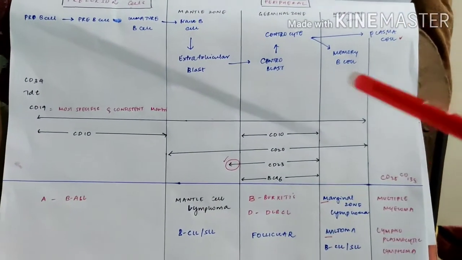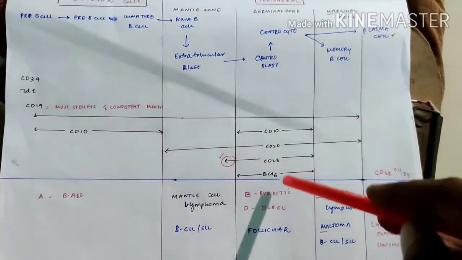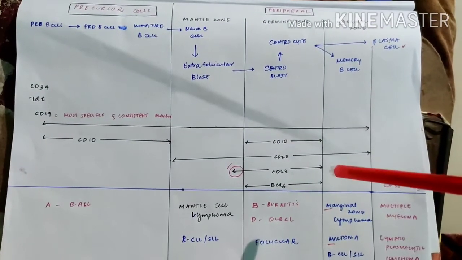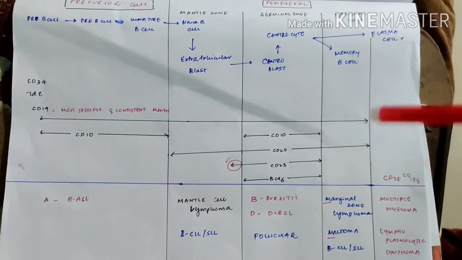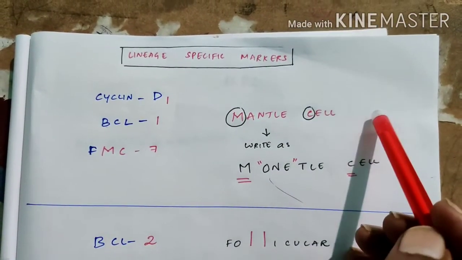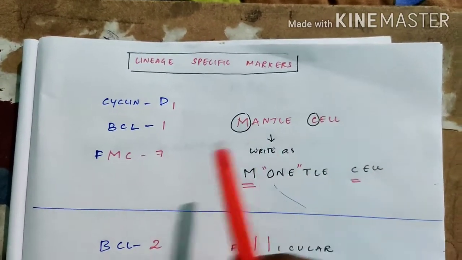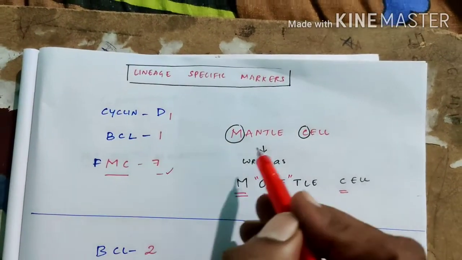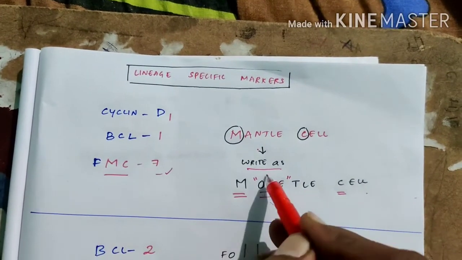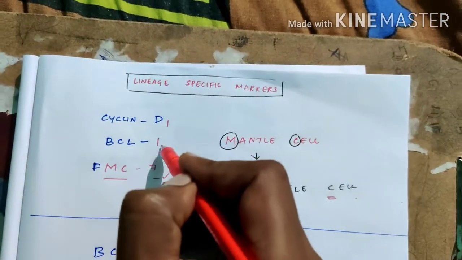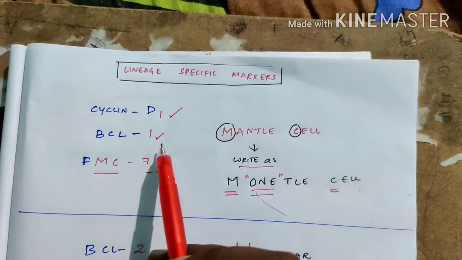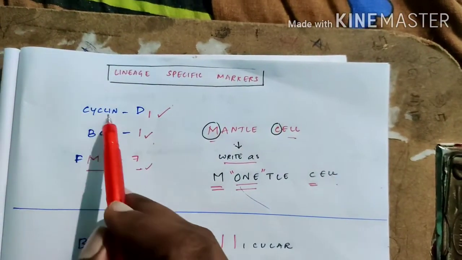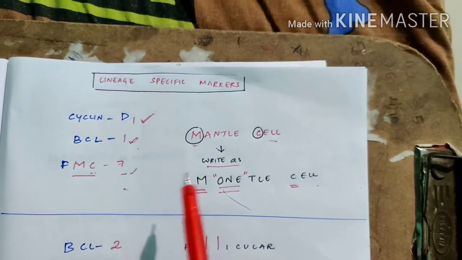But how will you differentiate between these cancers, because they share the same markers with each other? For differentiating these cancers, you'll have a specific marker for each specific cancer. How will you remember? I'll show you next. First zone, you'll have mantle cell lymphoma. For mantle cell, MC, FMC7, BCL1, cyclin D1. These are the specific markers for mantle cell.